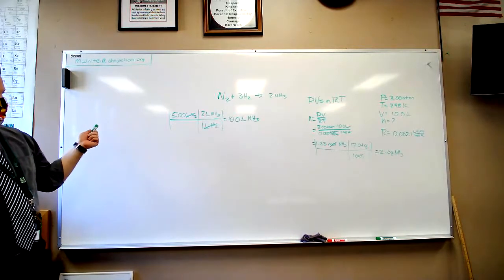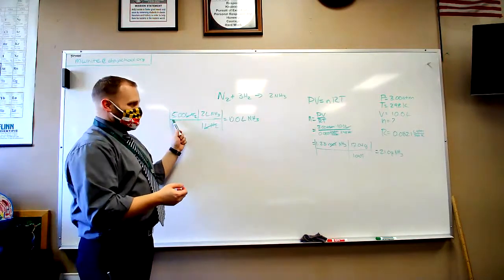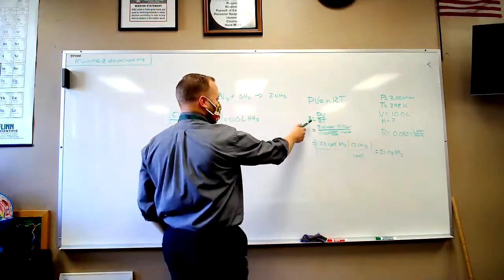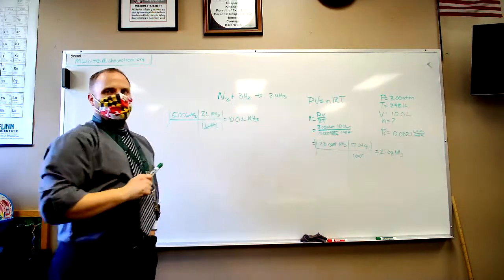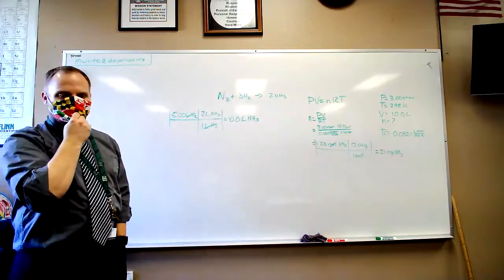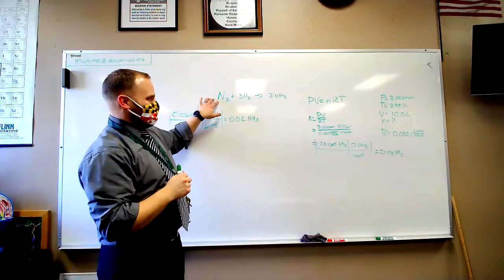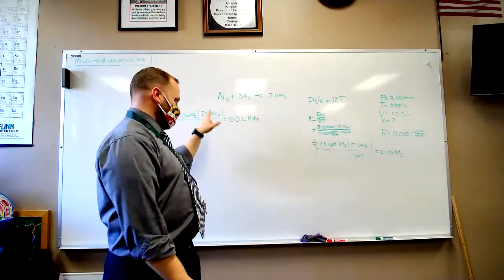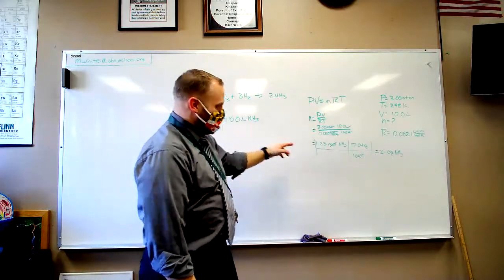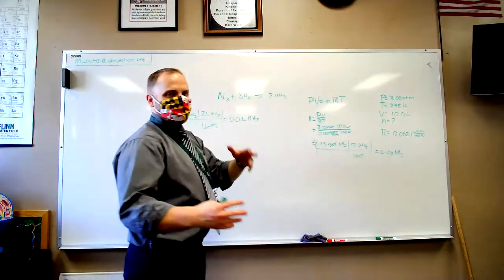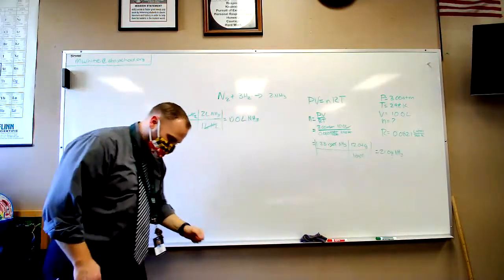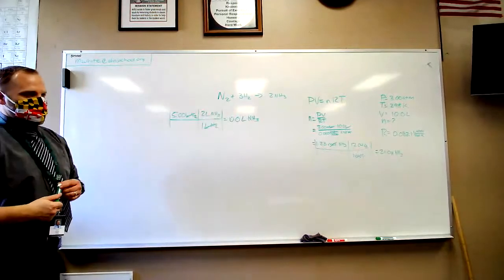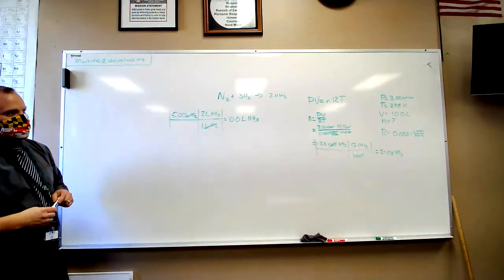For example, we could take this 5 liters and put it into our ideal gas law. That would tell us how many moles of nitrogen we're working with. And then we could go from moles of nitrogen to moles of ammonia using this same conversion right here. And then do that. Okay, that's valid. It's a matter of where you want to use the ideal gas law.